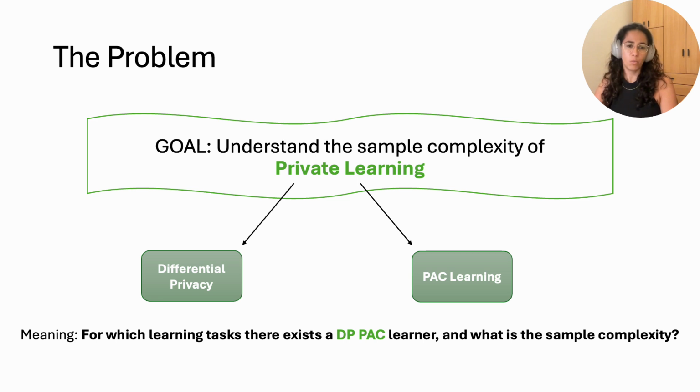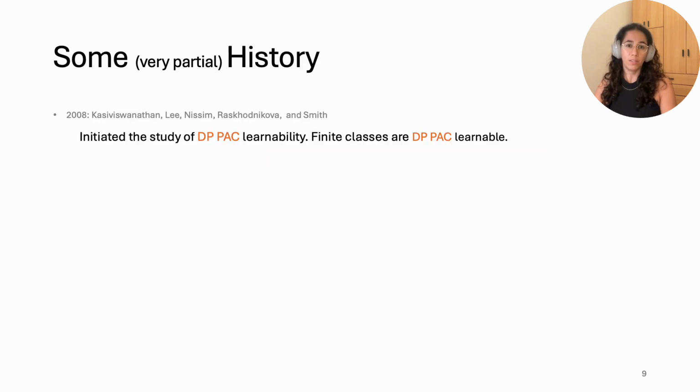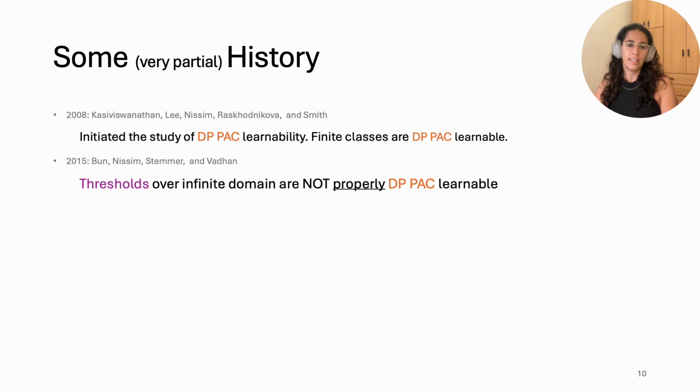the question is for which learning tasks there exist private PAC learners, and what is the sample complexity of those learners? This question is a fundamental question, and extensive research has already been conducted in this area. I'll mention just a few key contributions. So in 2008, the study of private learnability is initiated, and it has been proved that finite classes are DP PAC learnable. A few years after, it has been proved that thresholds over infinite domains are not properly PAC learnable, and later on we will see another connection between thresholds and private learning.